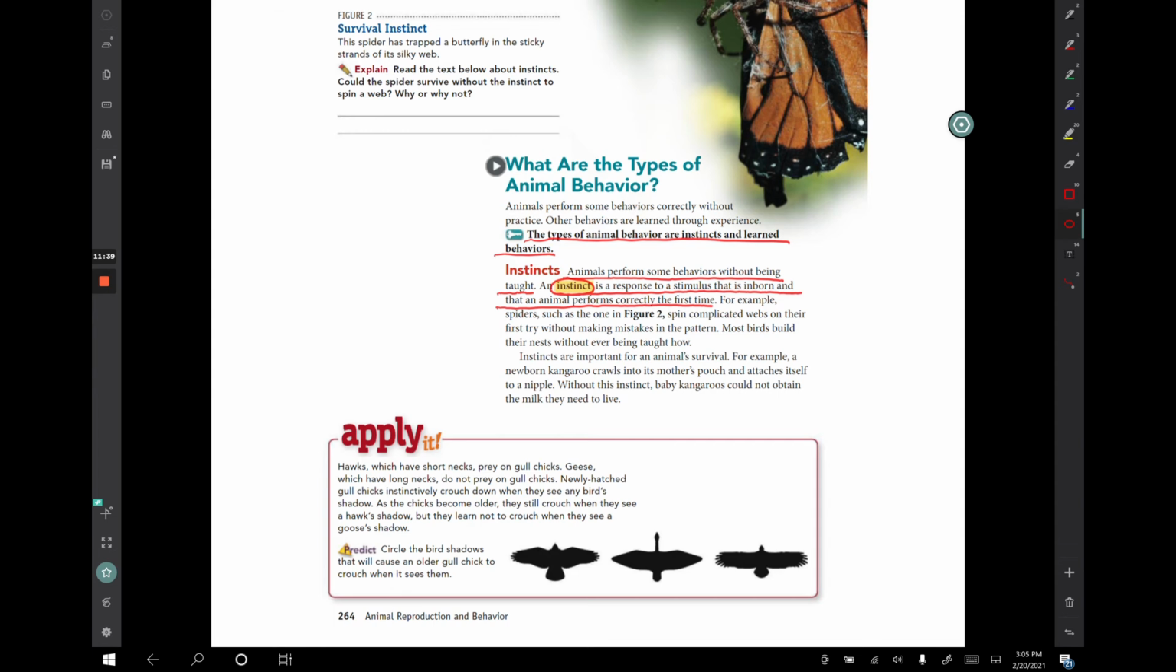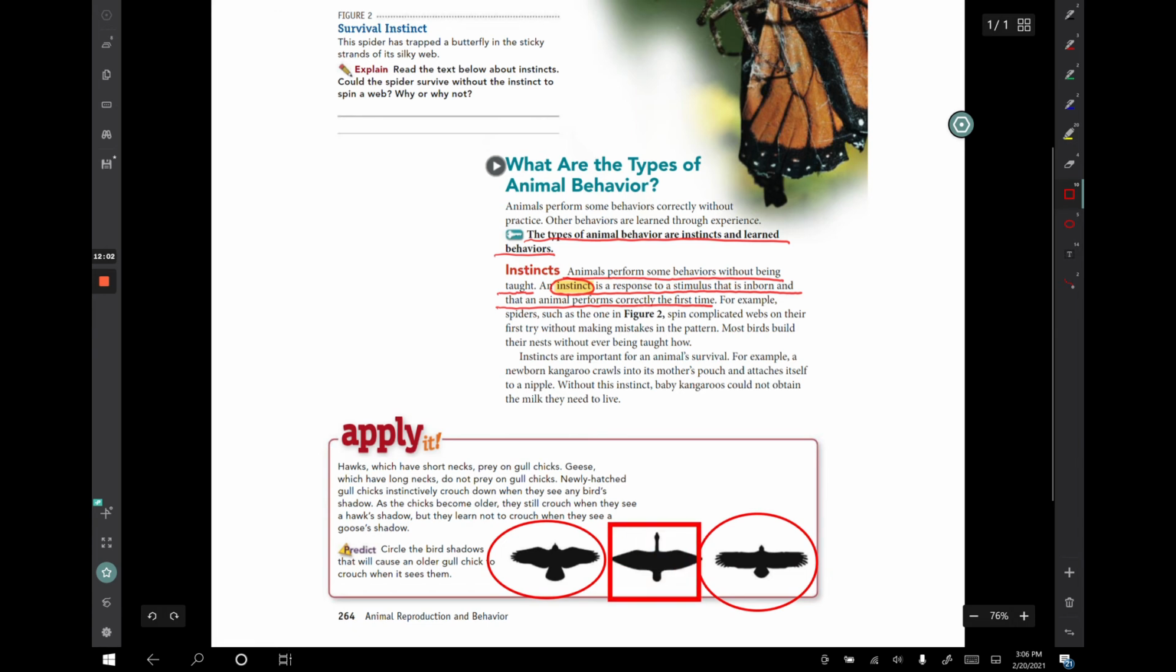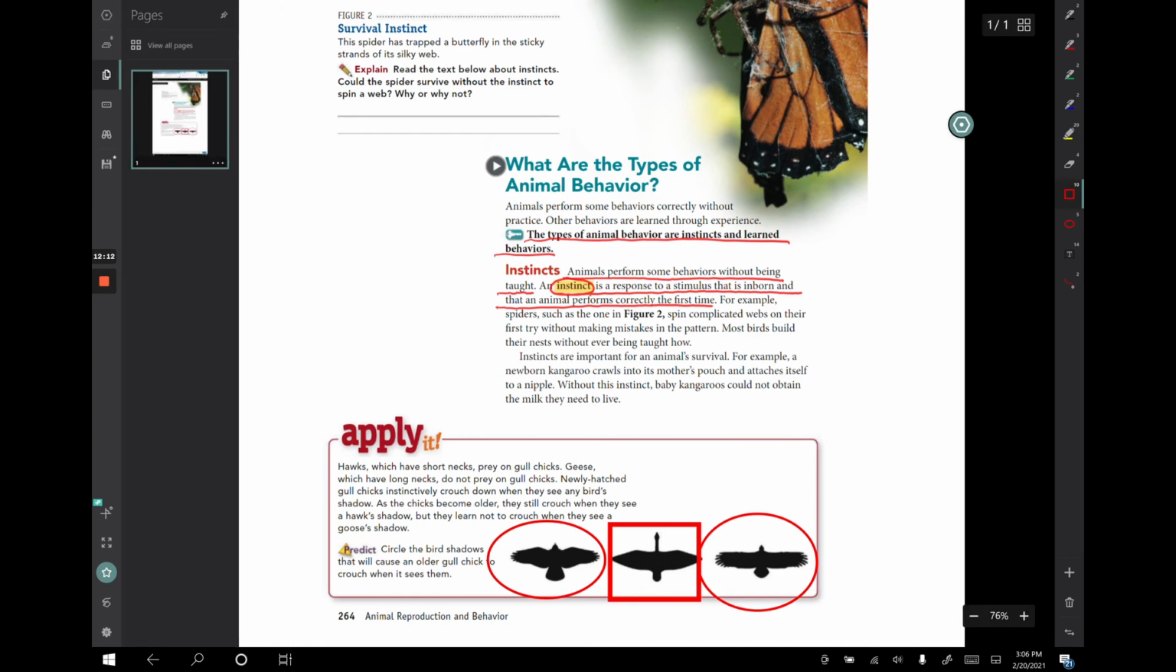So it says to circle the bird shadows that will cause an older gull chick to crouch when it sees them. So those with a short neck that would cause the chick to crouch would probably be this one and this one. The one that is in the middle has a longer neck, would fly overhead, and the chicks would probably not have any sort of response to that stimulus because they don't see it as being a threat.